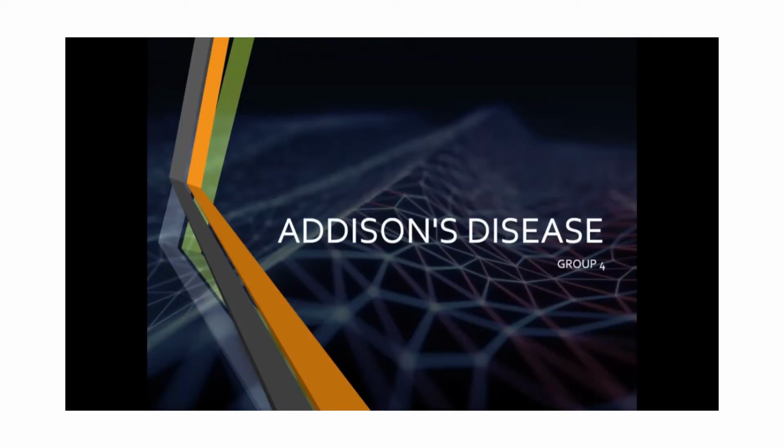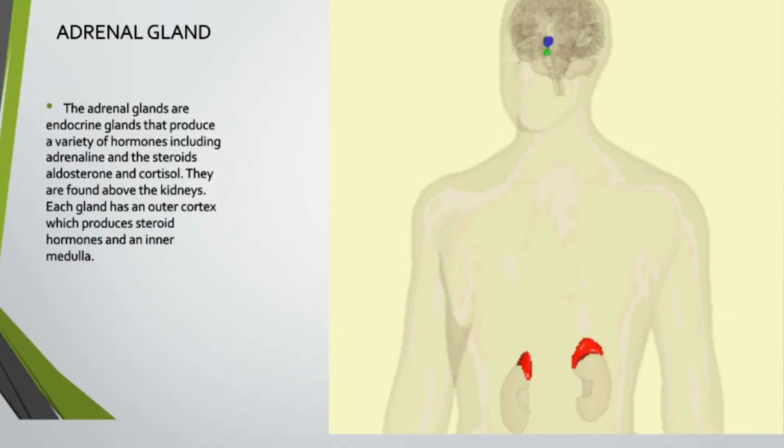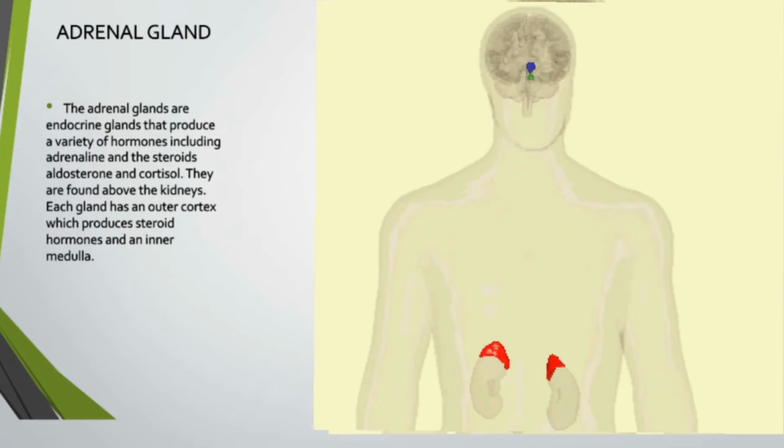The topic that has been assigned to us is Addison's disease. For most of you it must be the first time hearing about Addison's disease, but we will try our best to make it understandable for you. Addison's disease is a hormonal disorder caused by adrenal or adrenocortical insufficiency, which means the body is unable to produce the adrenal hormones. Now, Sabha will be guiding you regarding what the adrenal hormones are.